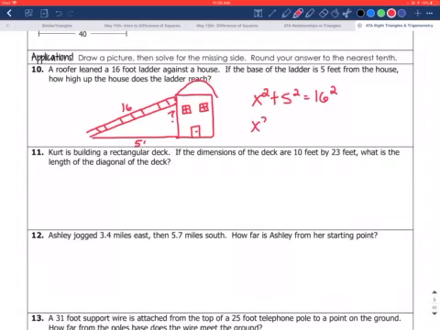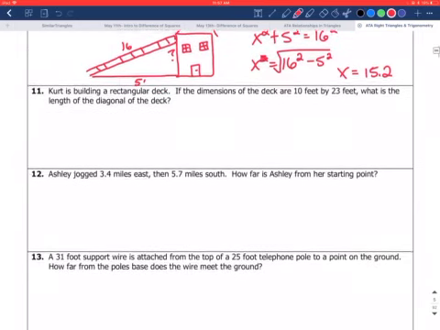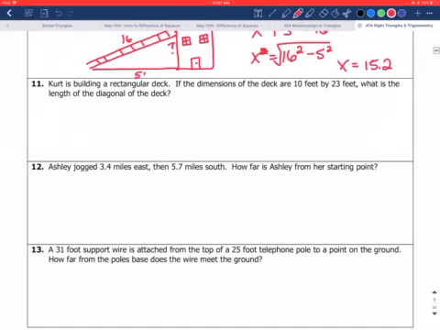X squared plus 5 squared equals 16 squared. And we will do 16 squared minus 5 squared, and I'll go ahead and mark off that squared and put a square root. So our final answer there would be 15.2, which again has to be smaller than the hypotenuse. So that makes sense. If we got 17 or something higher than 16, we know we would have done something wrong.